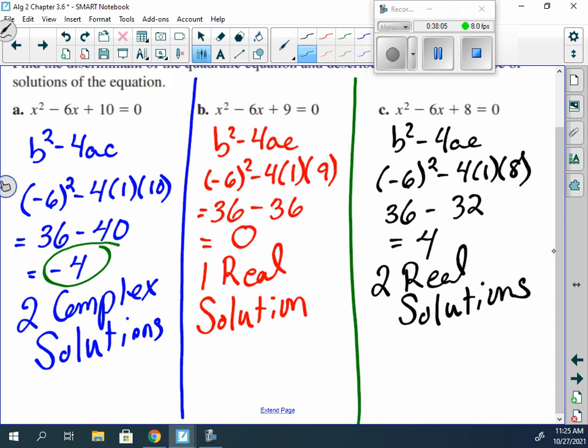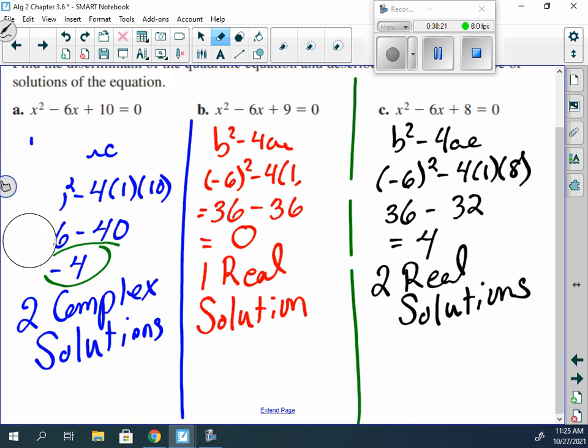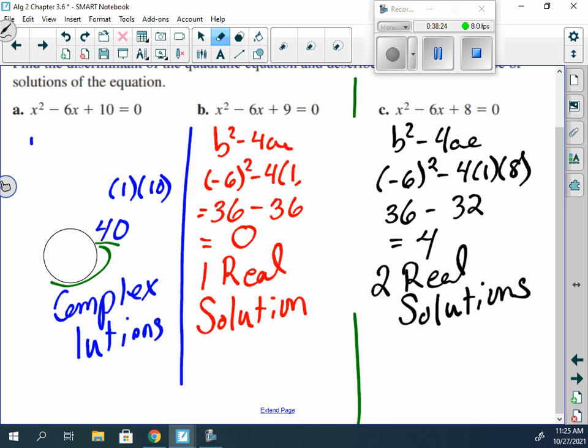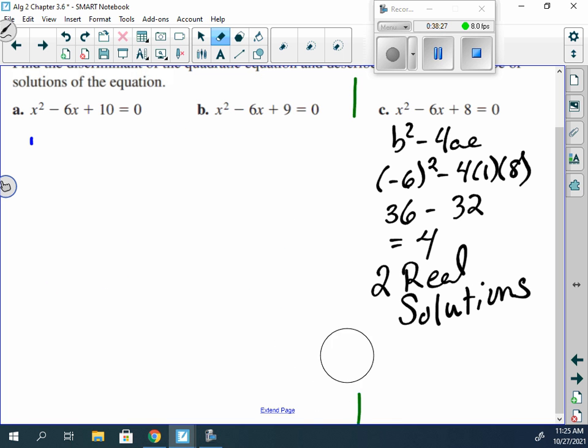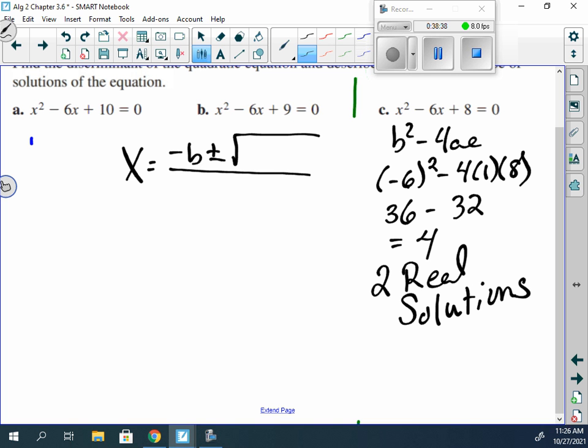That's really it for this lesson. Are there any questions on any of this here? Now I'm going to go on and solve the rest of C because I want to show you that here. Now if I wanted to finish solving C to actually find out what the two real solutions are, well, we would use the quadratic equation. Negative b plus or minus the square root of b squared minus 4ac all over 2a.